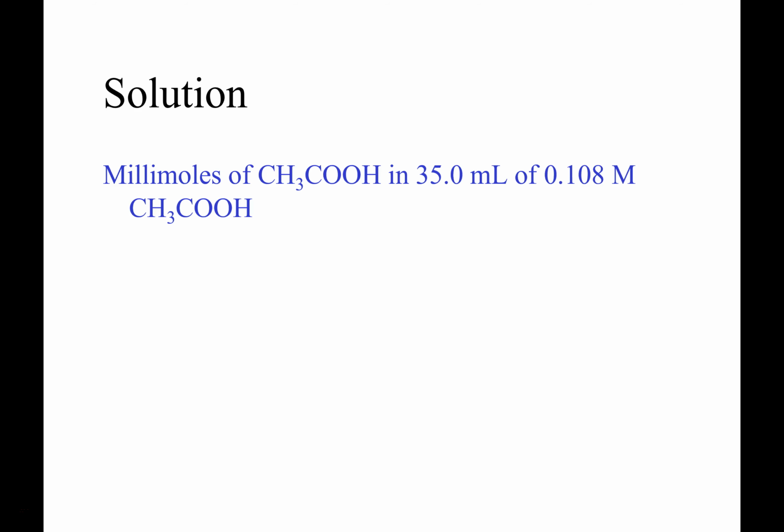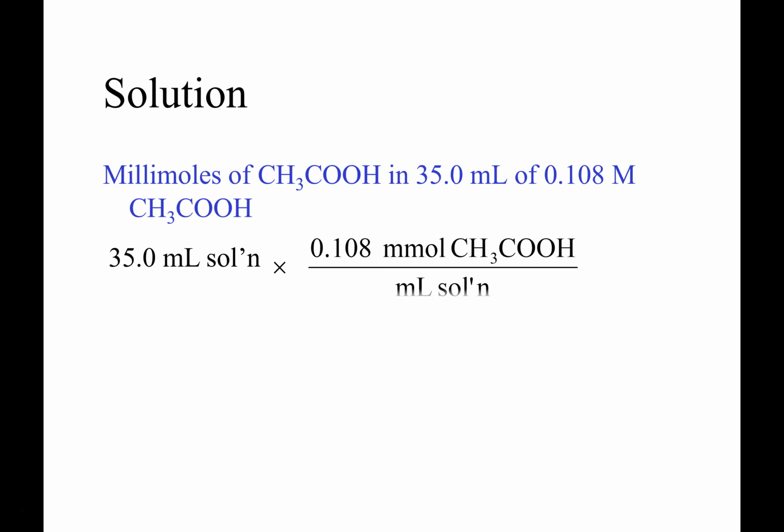I think I do. So here we go. We know the most about the acetic acid. Take that 35.0 milliliters of solution, using the molarity to get to, actually we're going to go with millimoles though. We're not going to go to moles. So here's the molarity, 0.108 millimoles of CH3COOH over 1 milliliter solution. I can't do that one in my head. 3 sig figs, you're looking at 3.78 millimoles of CH3COOH.